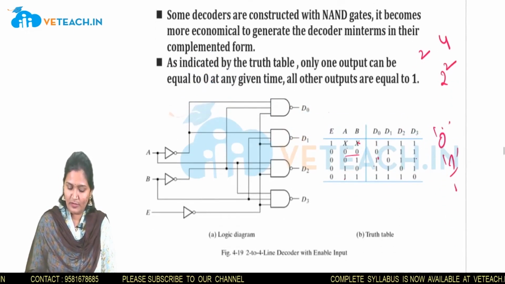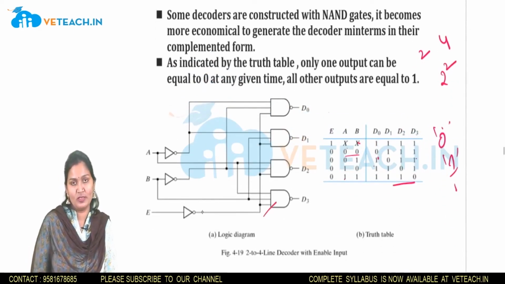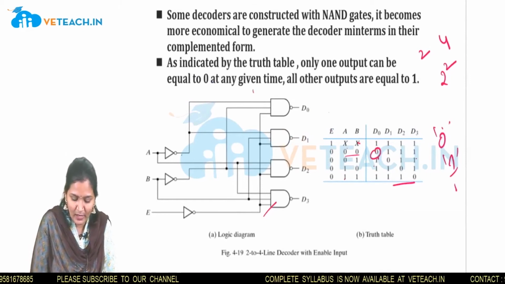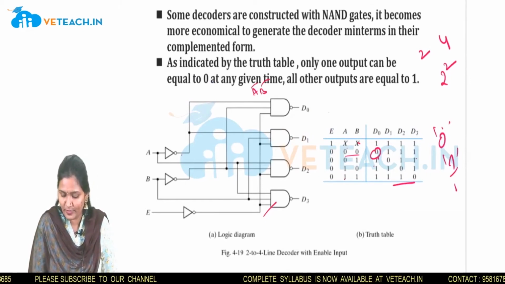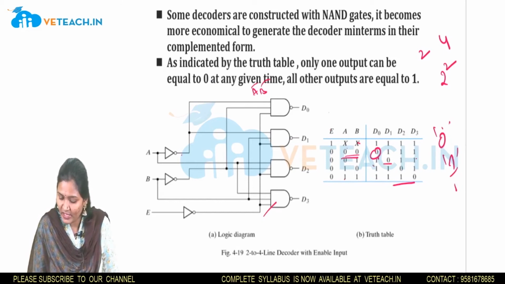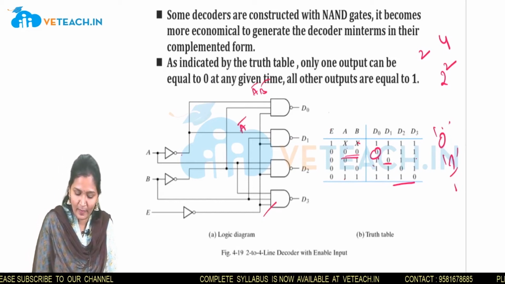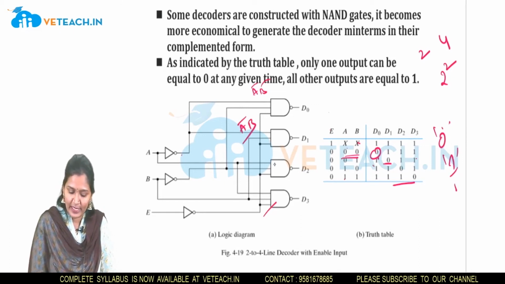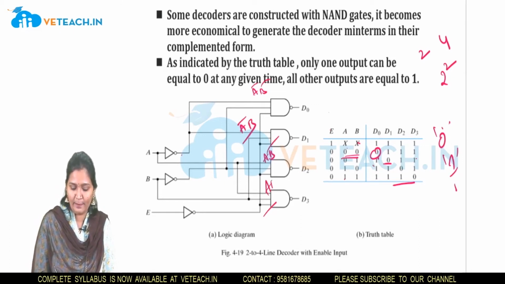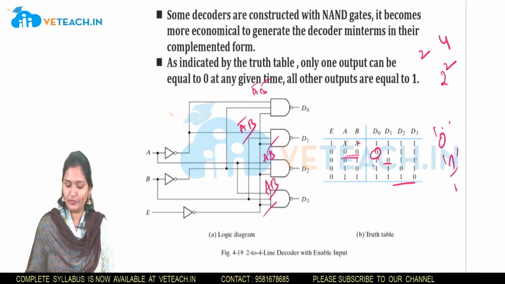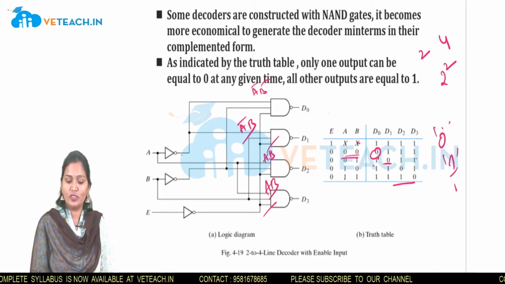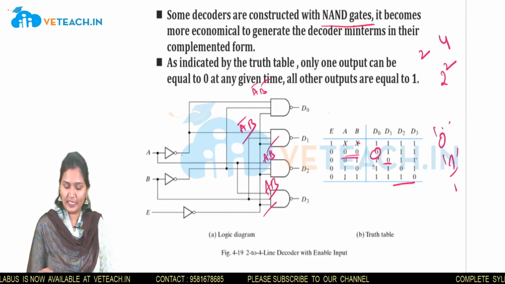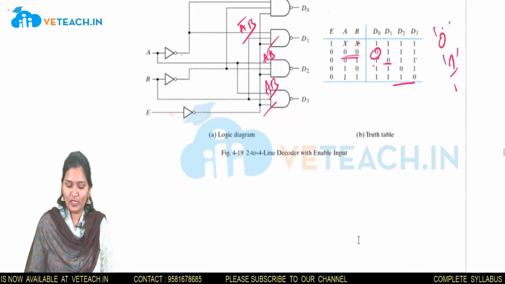Next, see, from this truth table I have drawn this, okay. D0 is equal to A bar, B bar from this. Next D1 is equal to A bar, B, okay. Next similarly D2 is A, B bar, and D3 is A, B, okay. So these are the values for D0, D1, D2, D3. This is using NAND gate construction, that's why the values have been slightly changed, okay. This is the 2 to 4 line decoder.